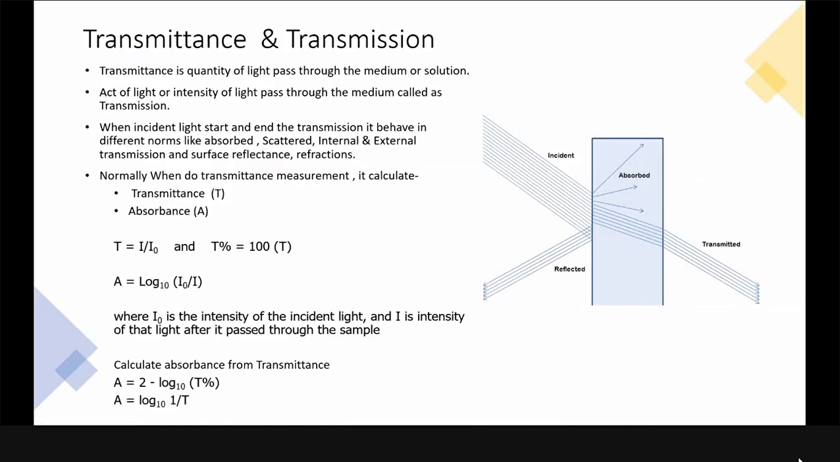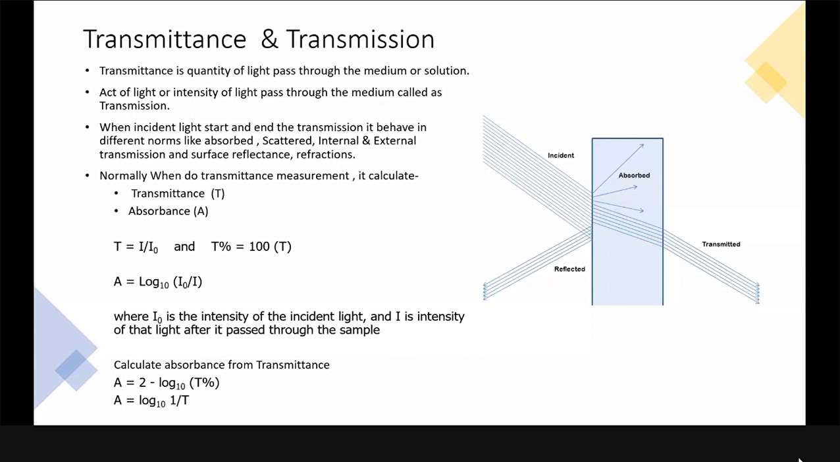When we talk about transmission, normally we are referring to two terms. One is transmittance, and sometimes we use transmission. So we have to understand what a transmittance is and what a transmission is. Transmittance is nothing but the amount of energy which is collected after passing through the solution or material. That is the amount of energy. It is called transmittance.